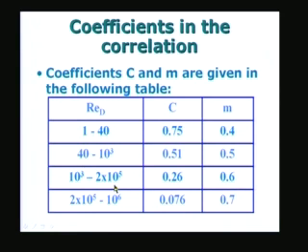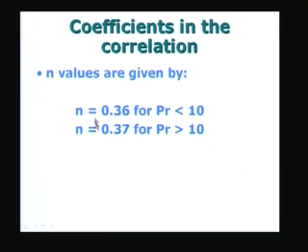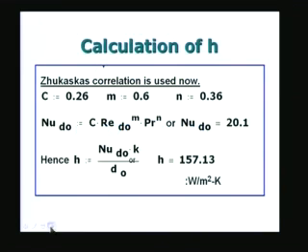If you remember in the last slide, we calculated the value of the Reynolds number to be somewhere around 1700 and something. So, it comes in the third row here, and the n values are given for Prandtl number less than 10 and greater than 10. This is appropriate for the present case because the Prandtl number is 0.7. For the Reynolds number of about 1730, the values of C and m are given here as 0.26 and 0.6, and n is 0.36 because the Prandtl number is less than 10.